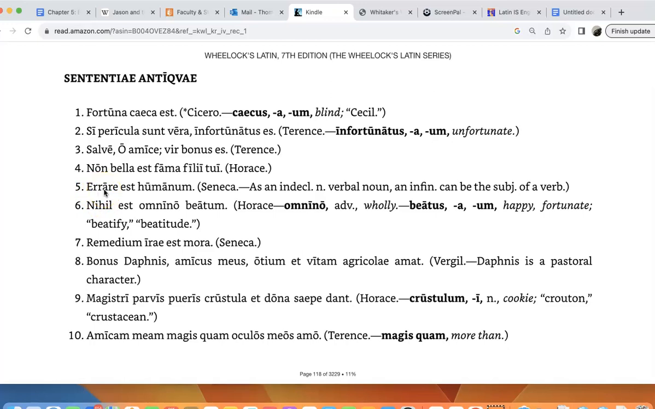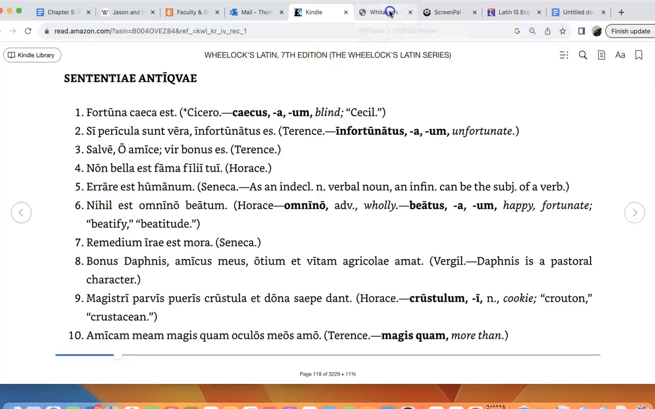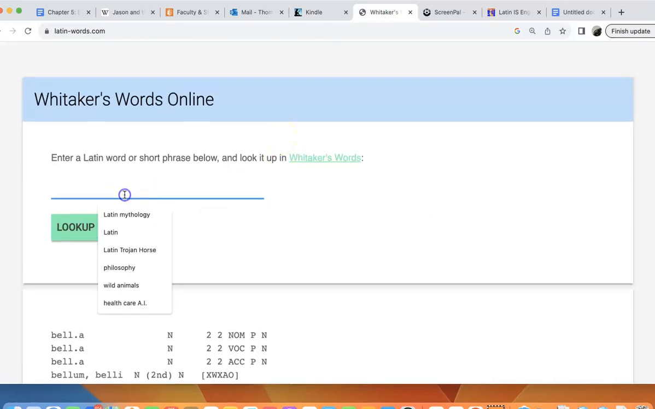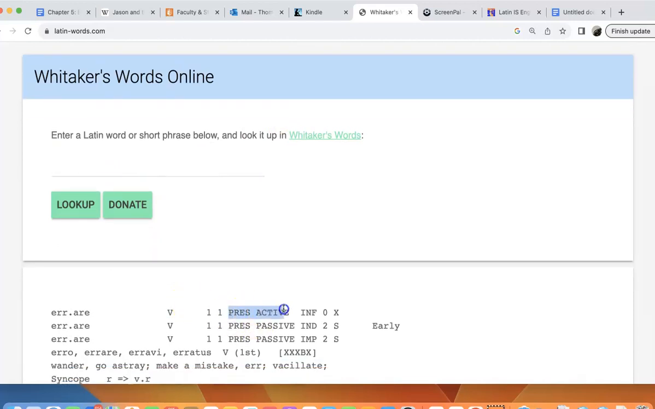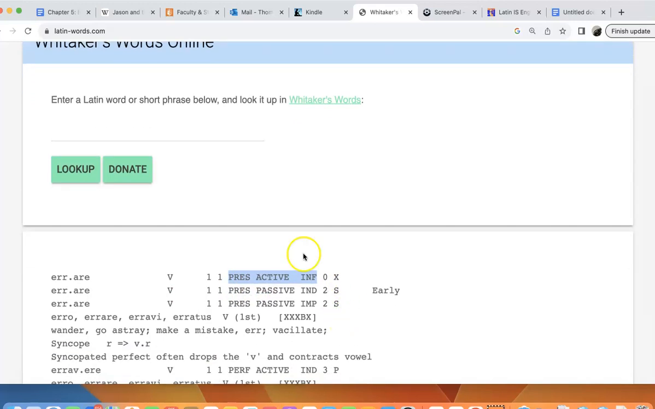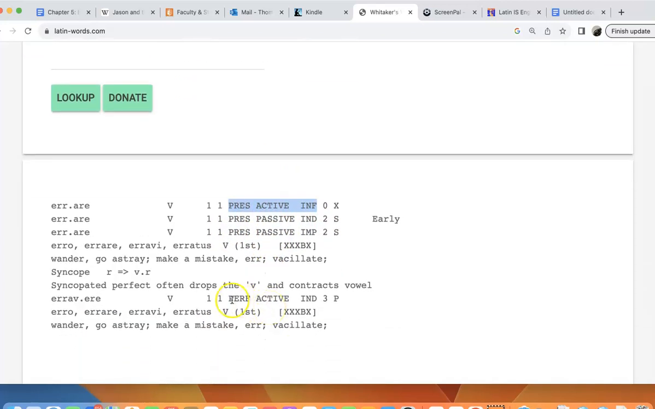Errare is an infinitive, going back to chapter 1. How do we know that? Because it ends in A-R-E. Again, if we don't know that, we got to just look things up. And you can see here, present active infinitive. Again, the challenge with, obviously, even Whitaker's is you have a lot of other information, but we haven't had passive yet, so it doesn't make any sense to think it's passive. We haven't had perfect, so the only thing you've had that hopefully is recognizable is present tense. So it has to be this. And you can see it means to err, vacillate, go astray, wander. I think error is probably the best way to translate that.